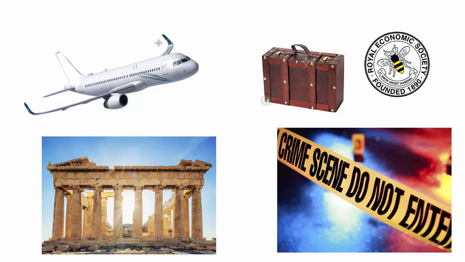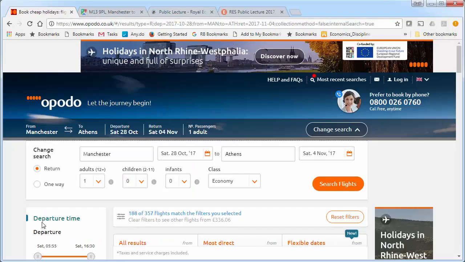And second, I'm thinking of traveling from here, from Manchester to London, to the public lecture of the Royal Economic Society, which this year is given by Steve Machin, who's going to talk on the economic incentives for crime. Very interesting. So, of course, I want to go there. So let's start with the flight problem to Athens.